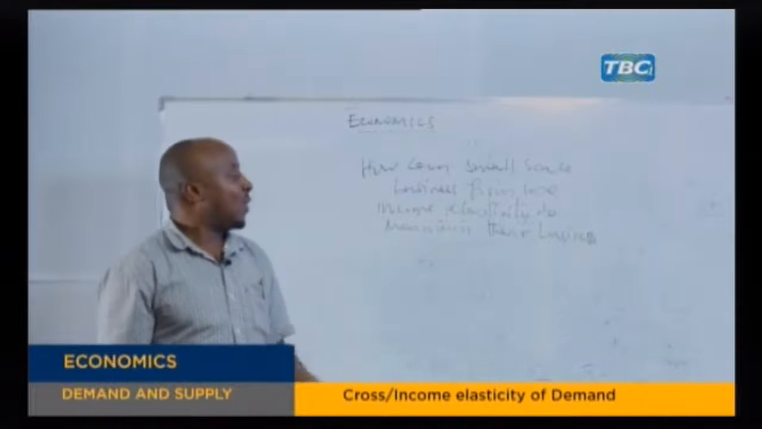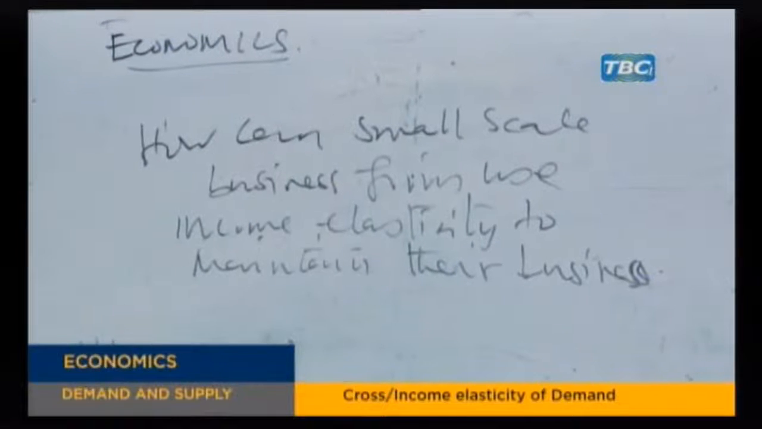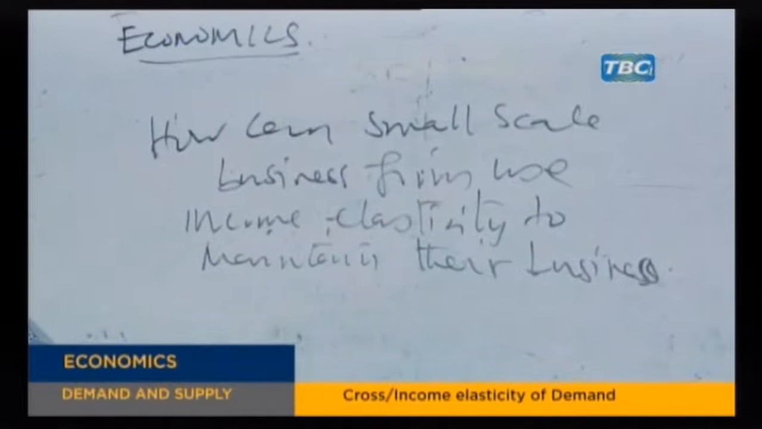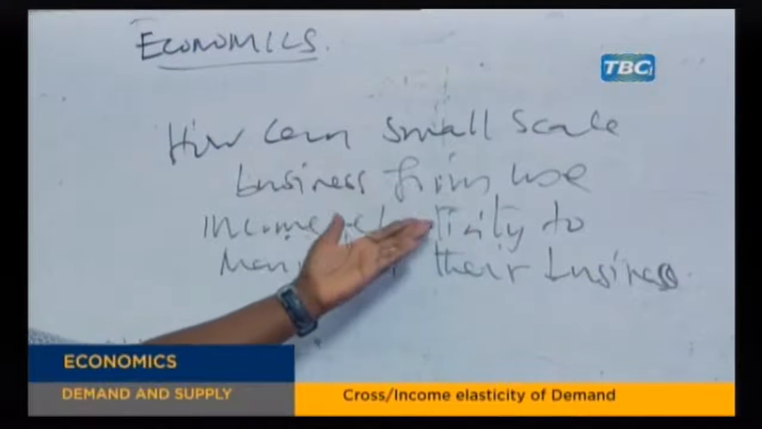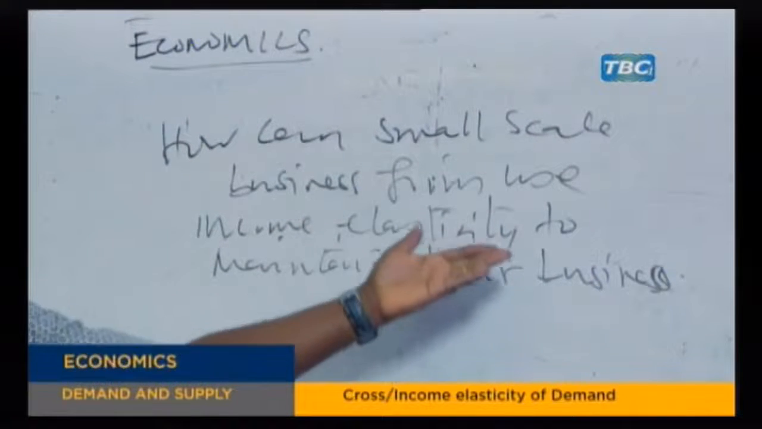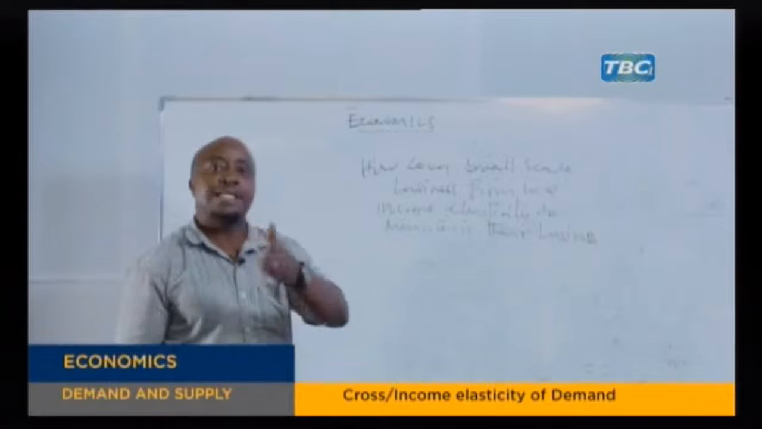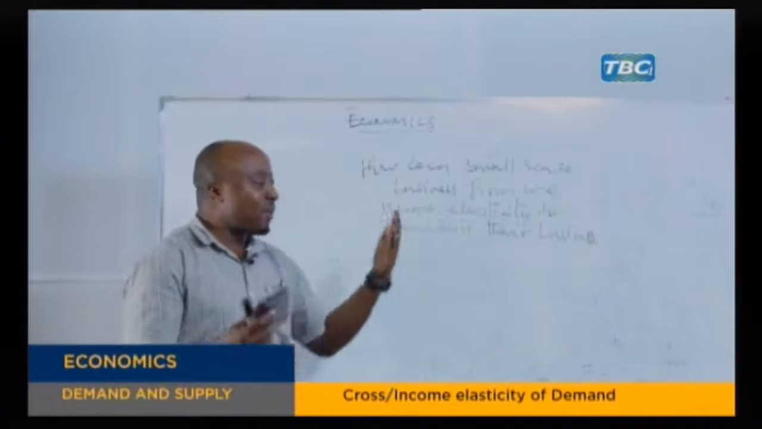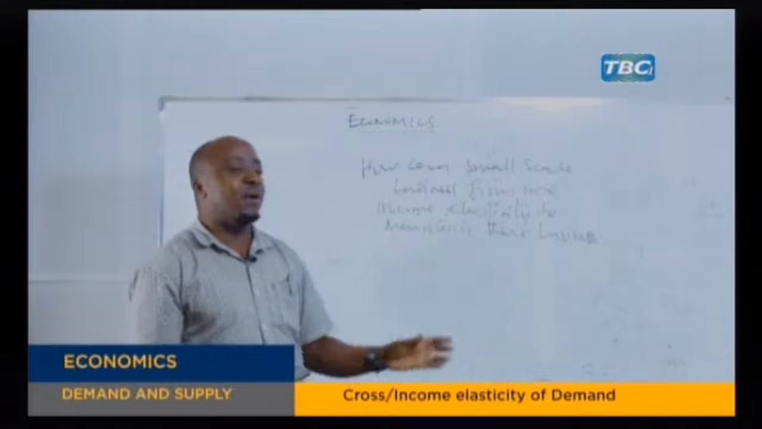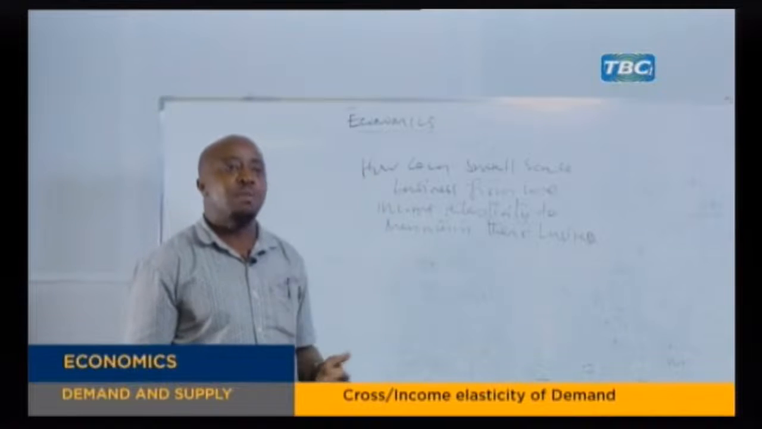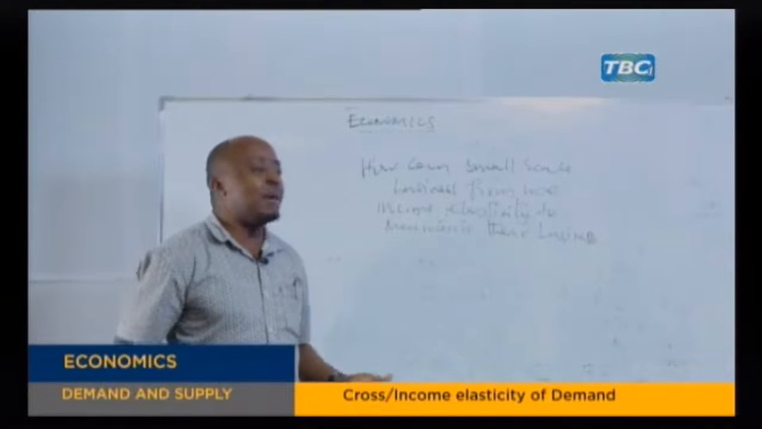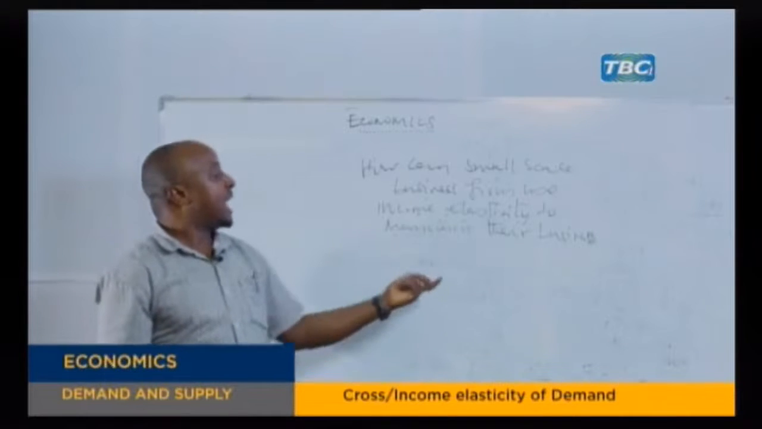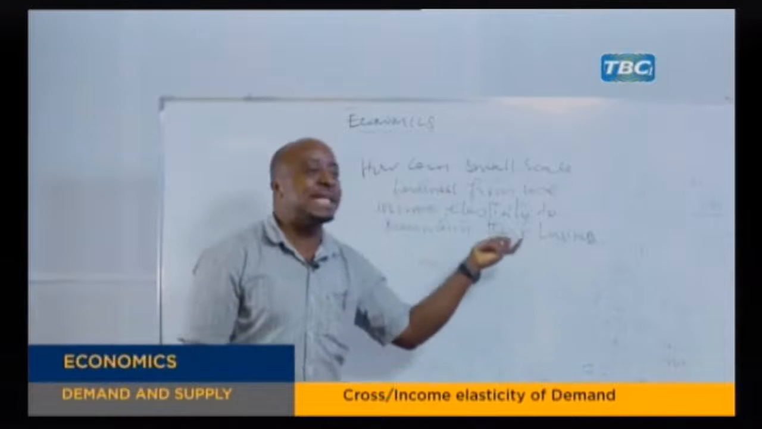That is their aim. So when you speak of small scale business, these are people who have business but they have very small capital. We have people like maybe Mama Ntilie, who own a very small capital. These are small business people. You cannot compare Mama Ntilie with maybe a Kempinski hotel. That is a big business firm, but Mama Ntilie is a small business firm. We have people like those street vendors who buy materials in wholesale, then sell them along the street. Now these people have to use income elasticity to maintain their business.